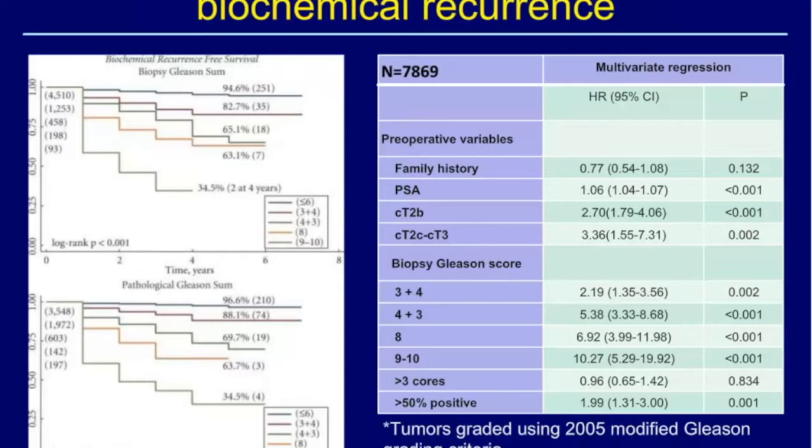And here's a multivariate regression analysis looking at it, and it shows that biopsy Gleason score using the modified criteria works very well for stratifying tumors. You can see the hazard ratios go up almost exponentially as you increase the tier.